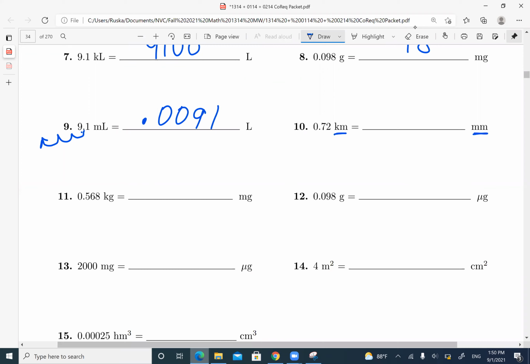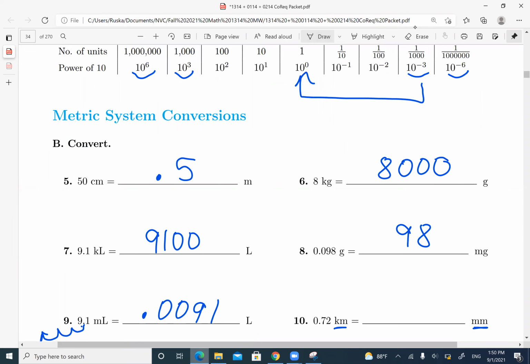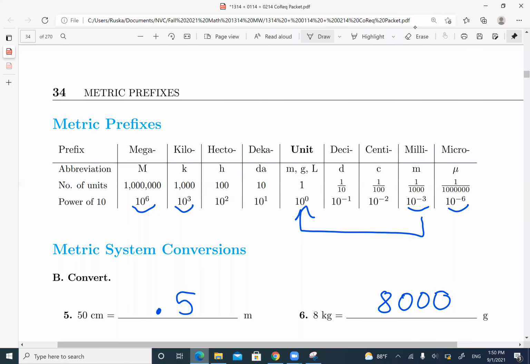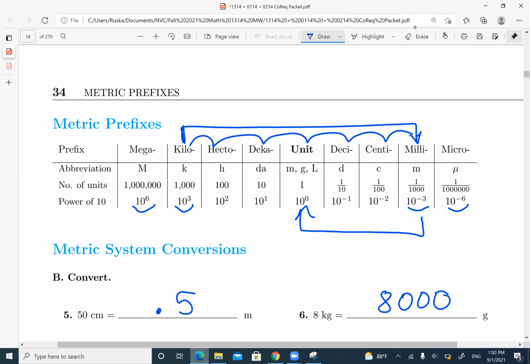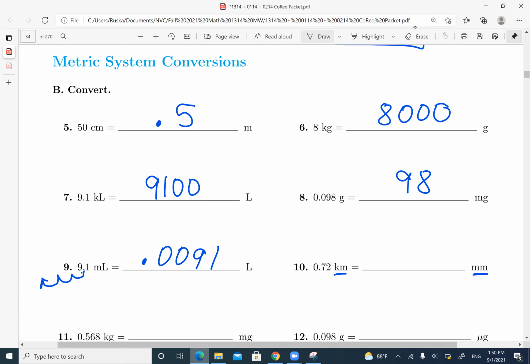Okay? The next one is kilometer to millimeter. Kilo to milli. Again, let's look at the table. So we have from kilo all the way to milli. So I'm moving to the right, and you're moving 1, 2, 3, 4, 5, 6 steps, right? 6 steps to the right. So let's go ahead and move the decimal.